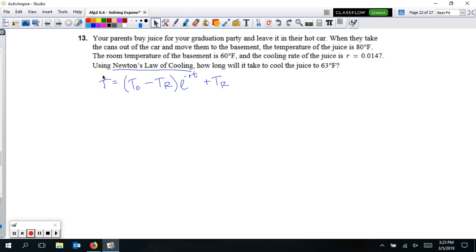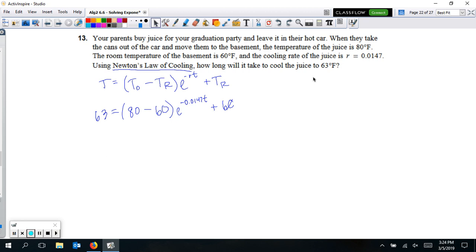So let's go ahead and fill things in here. The T on this side is our final temperature. That's the 63 degrees that we want it to become. So 63 is equal to the starting temperature. The initial one is 85 degrees. The juice is 85 degrees. So that's going to be 85 minus the room temperature right here, 60 degrees in the basement. So minus 60, and then we're going to put our e, our natural base e, to the minus r t. Our r is this decimal number, and we're trying to find t on this one because it says how long. So we're looking for time, and we're looking for this t right here. And we still have this plus the room temperature number again, so that's the 60 again, so plus 60 there at the end. Now we just need to solve this for t.